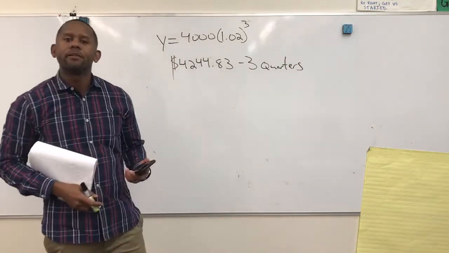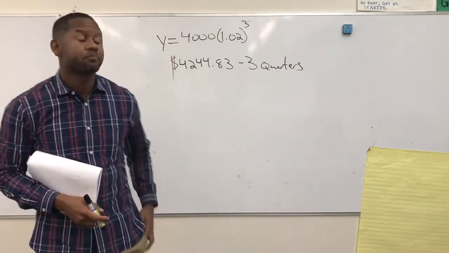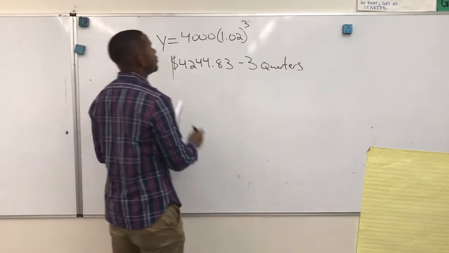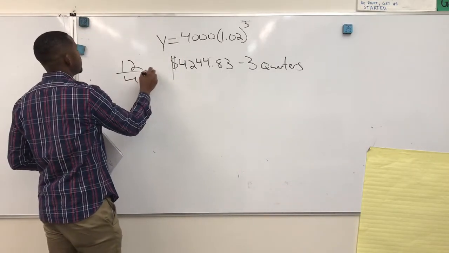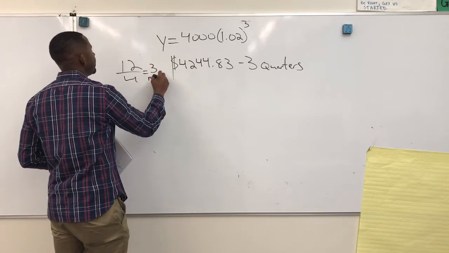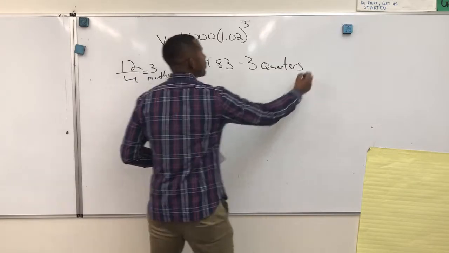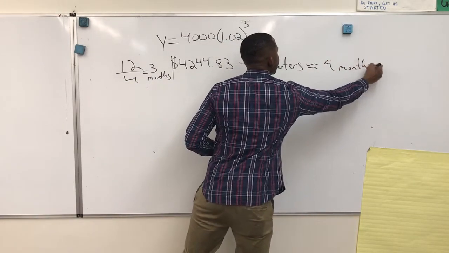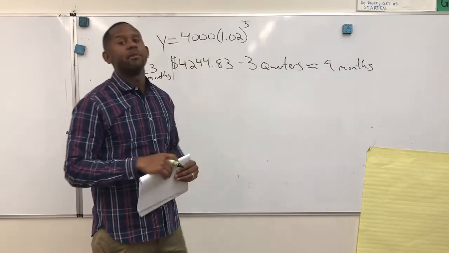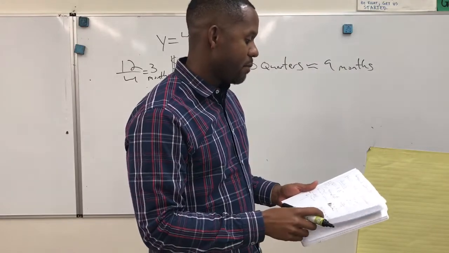How many months has it been? How many months are in 3 quarters? You hopefully did that between me and you said, well, if I broke 12 down into 4 quarters, 1 quarter is 3 months. So 3 quarters is 3 times 3, which is 9 months. Okay? So you just got to be aware of that.